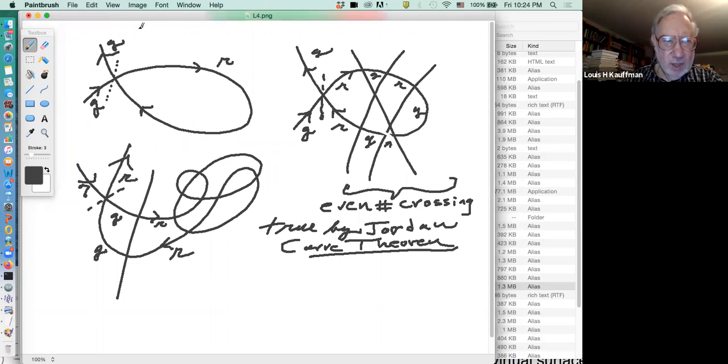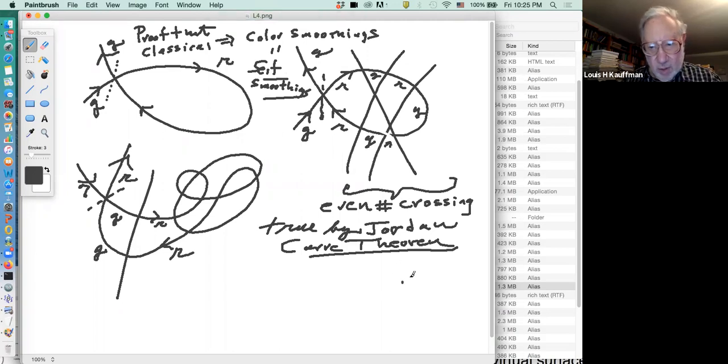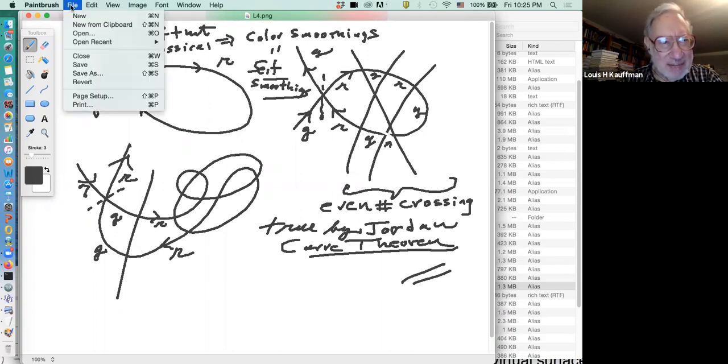So this is the proof that classical diagram implies that color smoothings equal Seifert smoothings. Okay, so good, we've proved that lemma. And when you come to reading the notes again, you should try writing down the real proof rather than just the pictures of a proof with the words in the air, but there it is, okay.